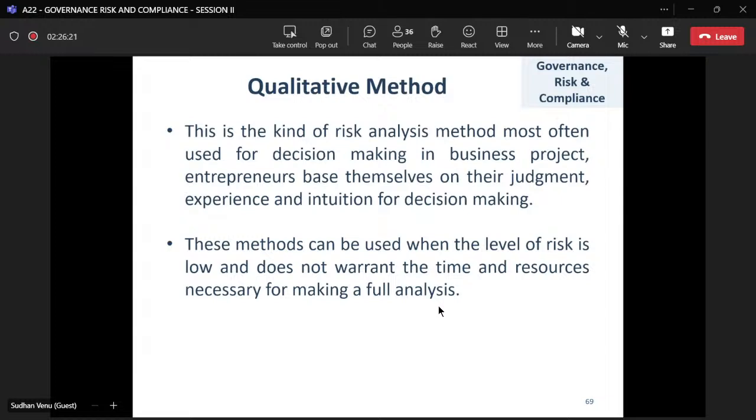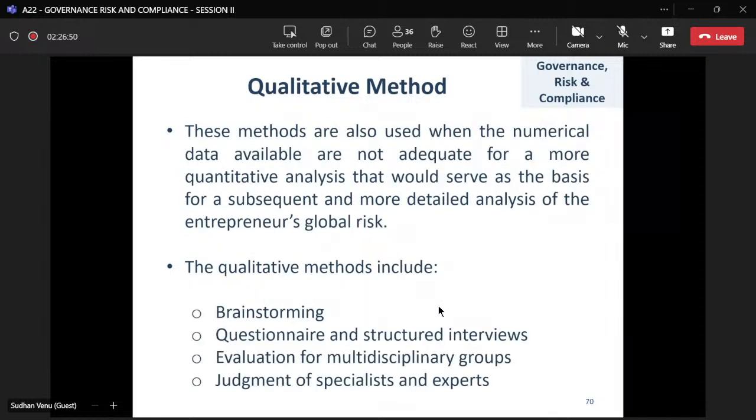This kind of risk analysis method helps us in decision making in business projects, where entrepreneurs base themselves on their judgment, experience and intuition. This method can be used when the level of risk is low and does not warrant the time and resources necessary for a full analysis. So based on priority, the risk will be handled by the qualitative method. The qualitative method includes brainstorming, question-based and structured interviews, evaluation by multidisciplinary groups, and judgment of specialists and experts. That is the way quality is expected in terms of risk analysis.